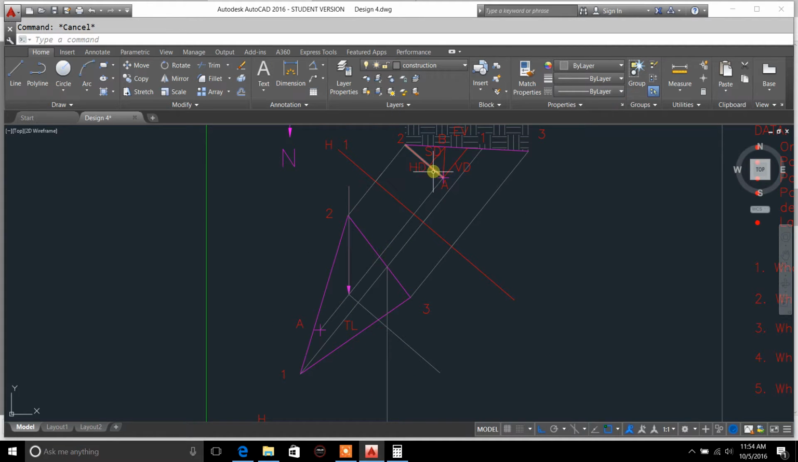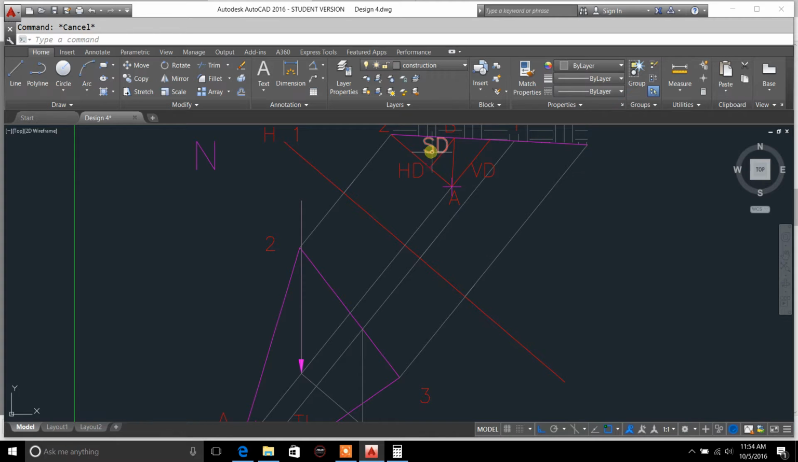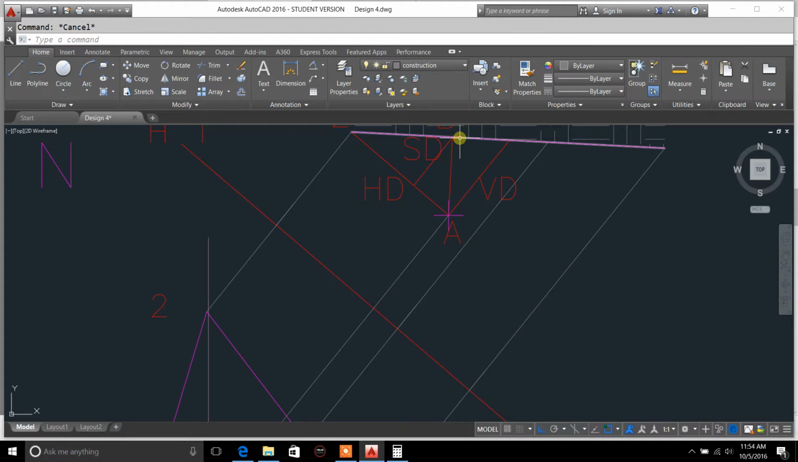That's your horizontal distance. Your shortest distance is simply a perpendicular line from the horizontal distance. So perpendicular, just straight up and down, and wherever it intersects with your edge view line, that's the length of your shortest distance.